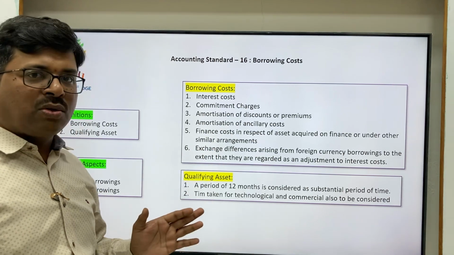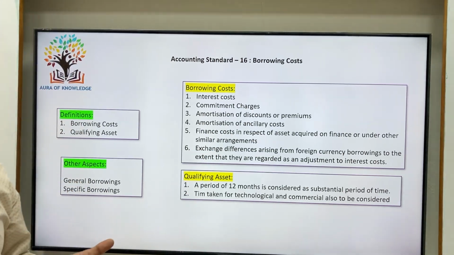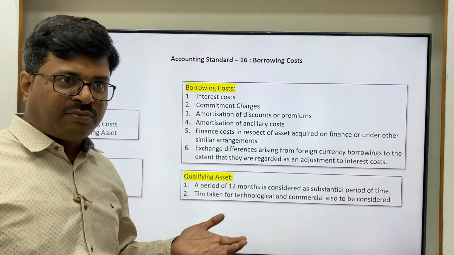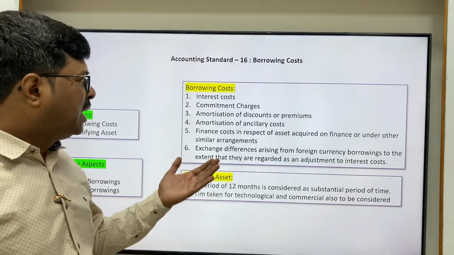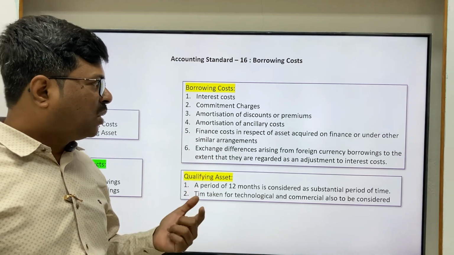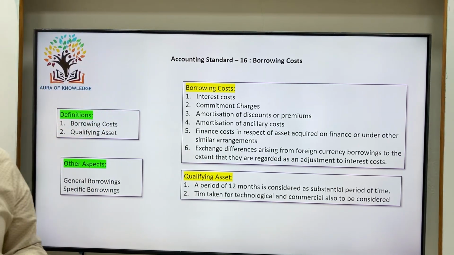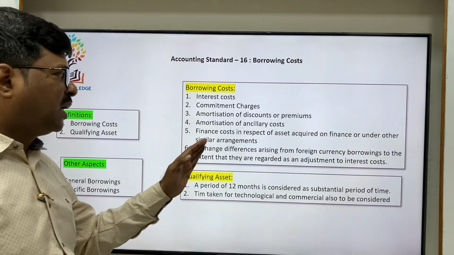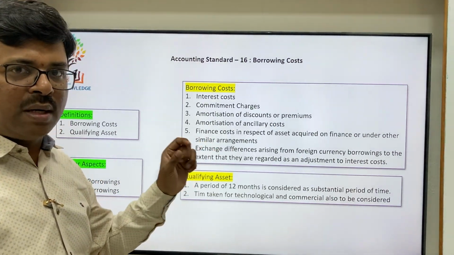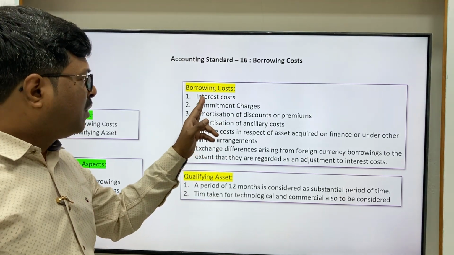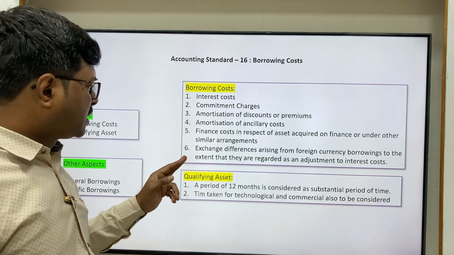Amortization of ancillary costs. If there are any other ancillary costs associated with borrowing, there may be some consultant fee or any other expenses, then those also form part of the borrowing costs. And finance costs in respect of assets acquired under finance lease or any other similar arrangements, in those cases, the additional finance charges will form part of the borrowing costs.